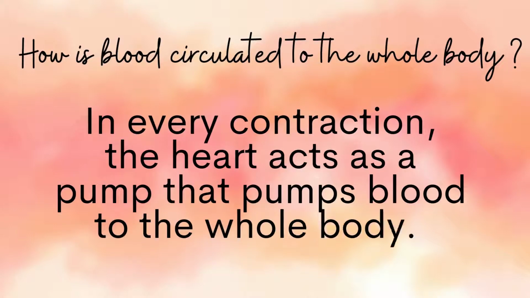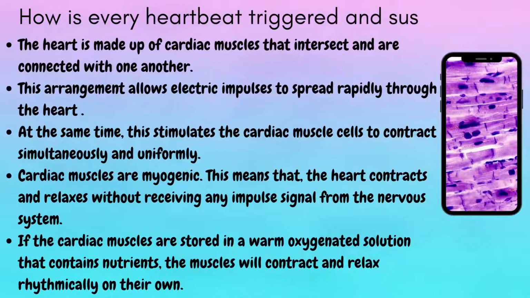Before explaining in detail about the blood circulation in humans, how is blood circulated to the whole body, you may ask? So basically, in every contraction, the heart acts as a pump that pumps blood to the whole body. This can be similar to a water pump pumping water to the whole tank. Other than that, since the heart is like a pump, then how is every heartbeat triggered and sustained?